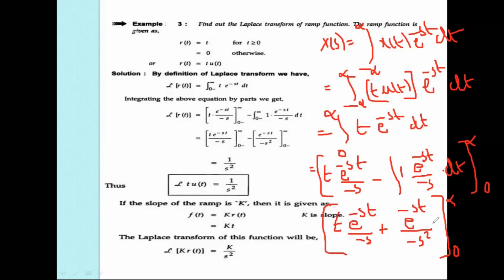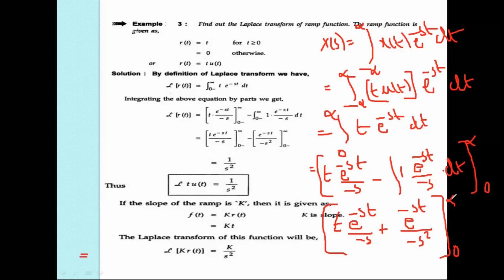And the last term we have here, e power minus s into t, that t value is 0, so it becomes 1. And in the denominator there we have s square. Because we are substituting the lower limit, there is a minus, and here also minus, both together make a plus. Once again I will explain.